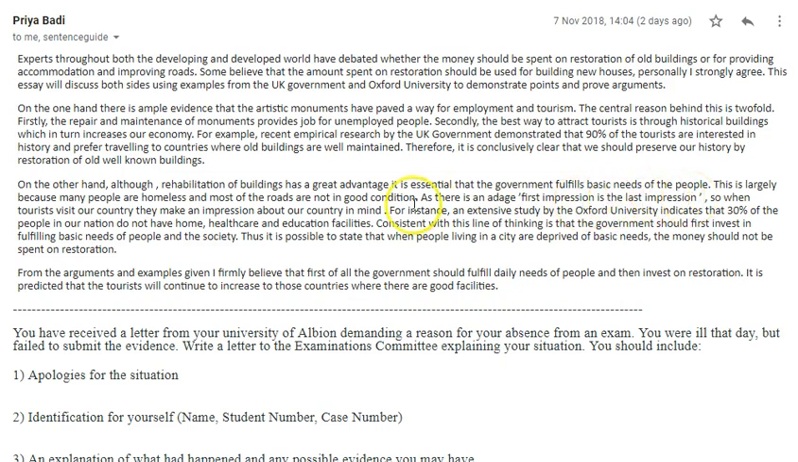So when tourists visit our country, they make an impression about our country in mind. Okay, so as there is the adage, first impression is the last impression, when tourists visit our country, they have an impression about our country, I would say here, from the lack of houses and quality of roads. Okay.